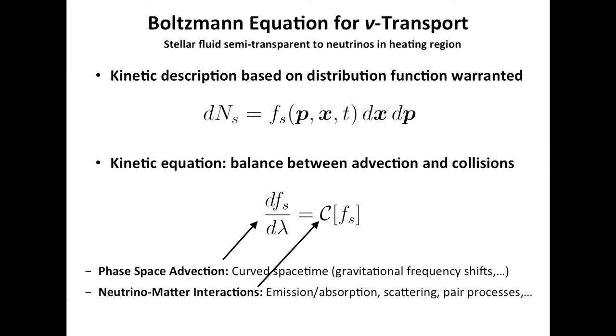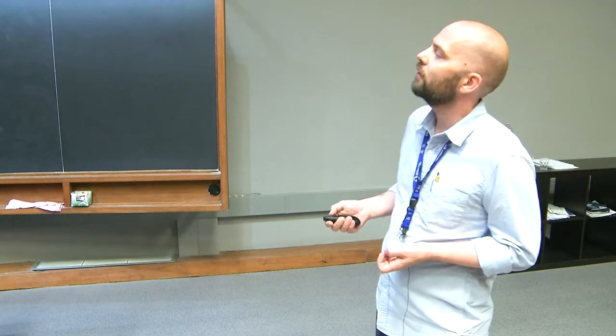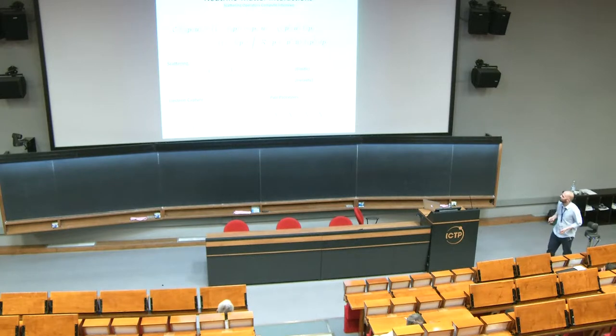So we had a talk just before mine about the Boltzmann equation, which considers the phase-space density, which gives the number of particles per position space volume and momentum space volume. It is governed by the Boltzmann equation, which is a balance between basically just phase-space advection and collisions. So in this high energy density environment, there's curvature to space-time. So that gives rise to some additional complexity on the left-hand side. And on the right-hand side, we consider scattering of neutrinos on alpha particles and heavy nuclei, scattering on electrons and positrons, neutrons and protons. This must be treated inelastically. So we have electron capture, so that's emission and absorption on free neutrons and protons and heavy elements. And then we also have some pair processes.